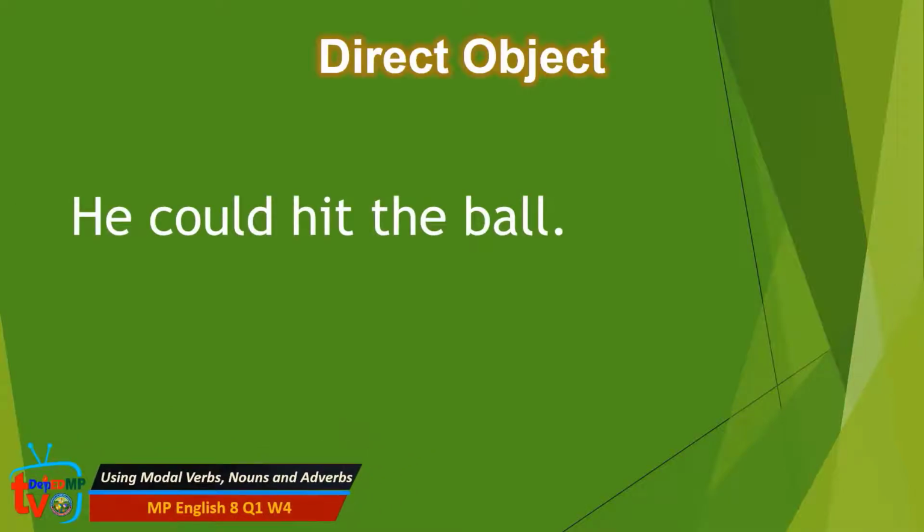A noun could also be used as a direct object. For example, he could hit the ball. What could he hit? The answer is the ball. Thus, the ball is our direct object in this sentence.